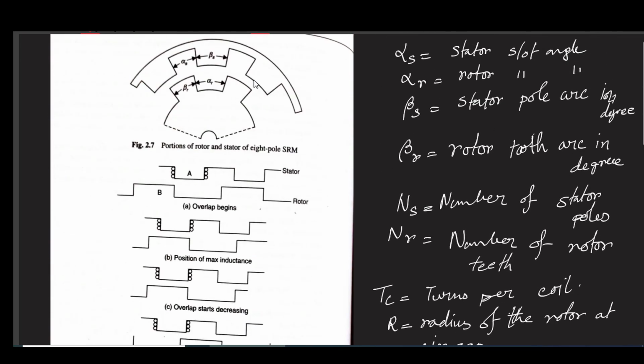So what we are having here, LRQ is the area of the air gap. Now the variation of inductance, we can study it here. This is the variation of inductance, right?